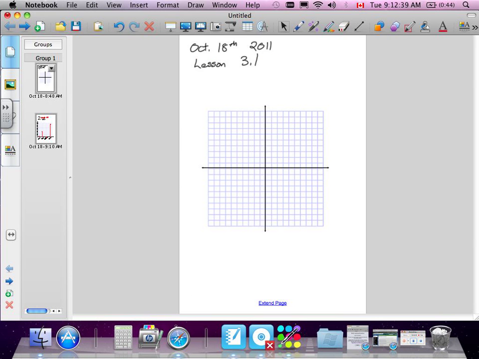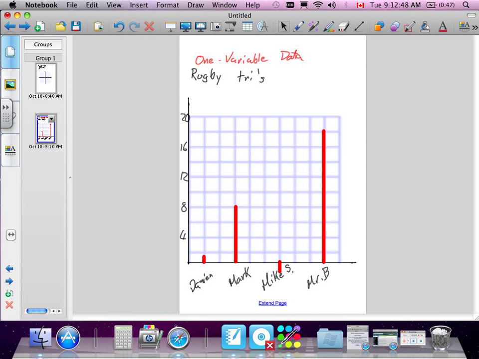All right, gentlemen. So today is October 18th, 2011. We're doing lesson 3.1. So we're just going to quickly look at an example of one variable data.